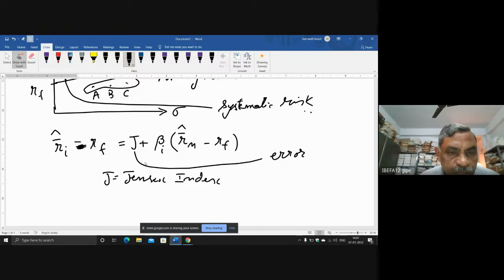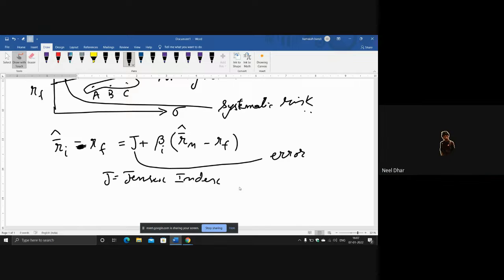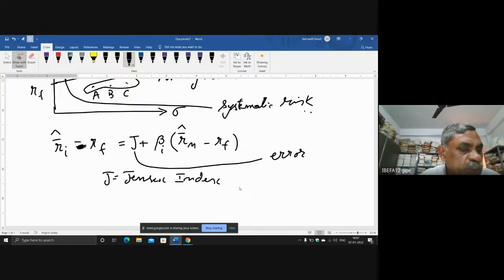Okay. Because according to CAPM, what should be the value of J? Hello? According to CAPM, J should be 0. Yes. Right? So if J is greater than 0, then the ABC fund, which we have just marked, has done better. Is it so?